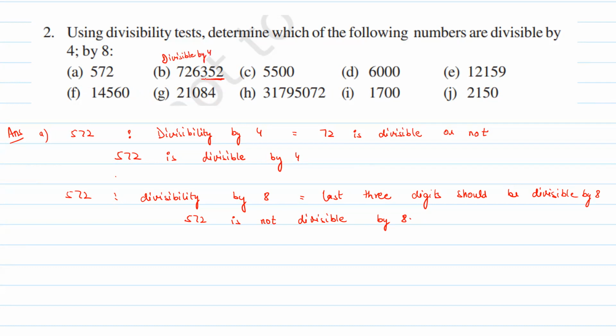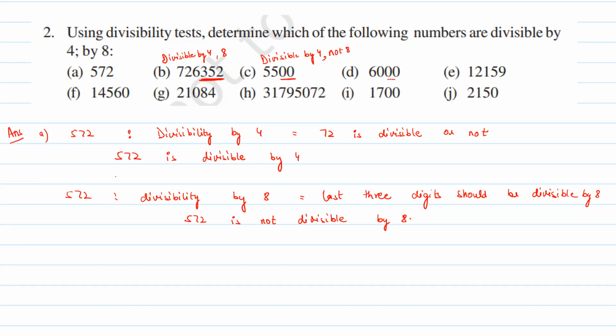And if I say the last three digits, 352 for the 8, yes, 352 is also divisible by 8. So it is divisible by 4 and 8 both. If I say 5500, it has 0, 0 at the end. So when we have 0, 0 at the end, that means it is divisible by 4. Any 0 is divisible by everything, right? But 500 is not divisible by 8.